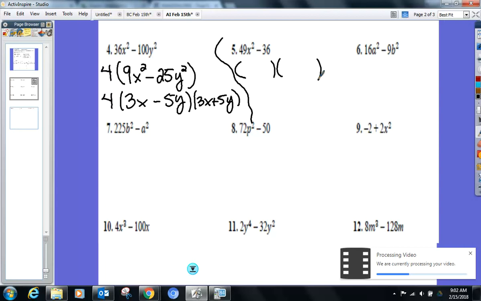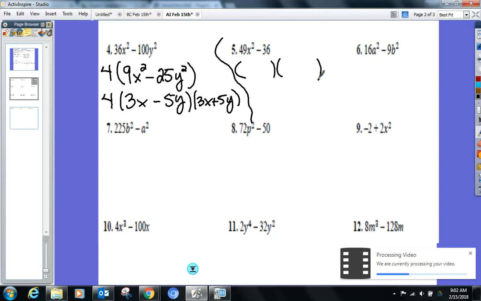All right, here we go. Number 6, no GCF. So let's do this. What are we looking at here? For the 16a squared, okay, 16. Let's start there. That's a perfect square for 4. A squared, perfect square for A.